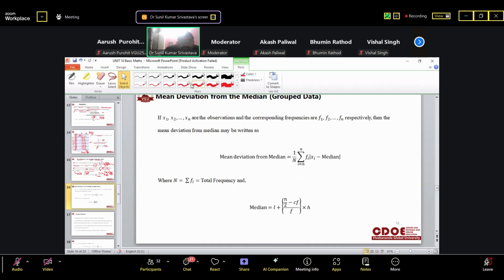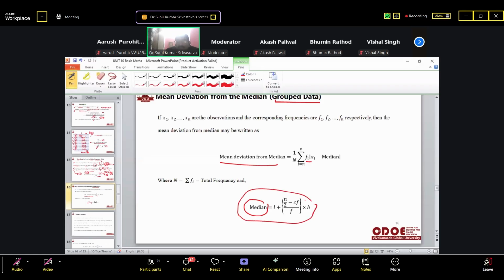Okay. Now for grouped data sets, the same concept applies, but for each and every value of the given data, x1 has frequency f1, x2 has frequency f2, and so on. In that case, the mean deviation of the given data set is given by the formula: 1 by n times the sum of the absolute deviation multiplied by the frequency. So how do we calculate the median for grouped data? The median formula is L plus (n by 2 minus CF) upon f, into h, and you already know that formula.